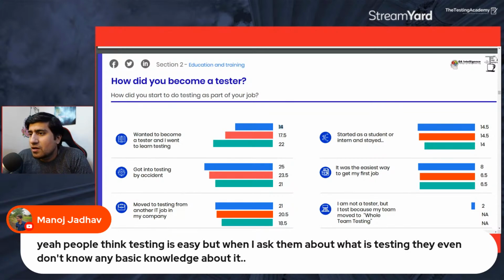And if you see, 8% of the people, which is increasing. If you see, how did you become a tester?